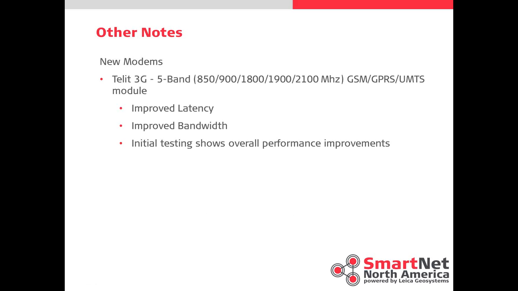A couple other notes from our friends in the Great White North up in Canada. They've been switching out some folks onto some newer modems off the older Edge modems with the new Telit 3Gs. This is specific for Leica. They're 5-band GSM, GPRS, and UMTS modules. They've seen improved latency, improved bandwidth, and with their initial testing has shown overall performance improvements because of the difference between using a GPRS message versus using a 3G UMTS message.